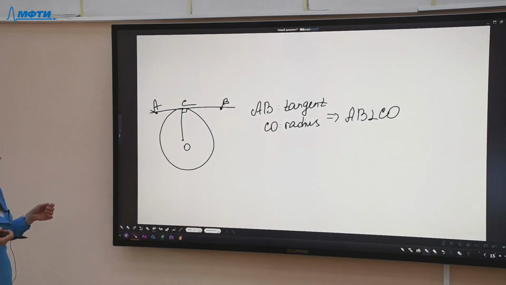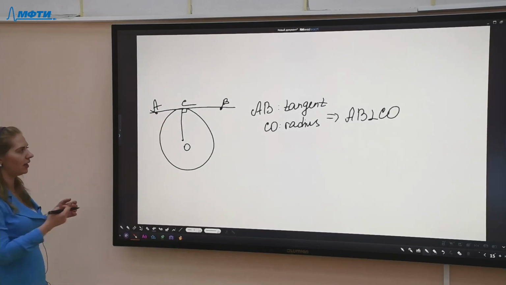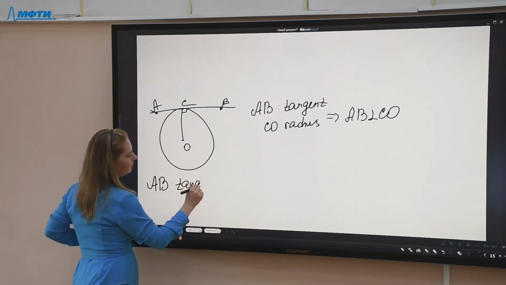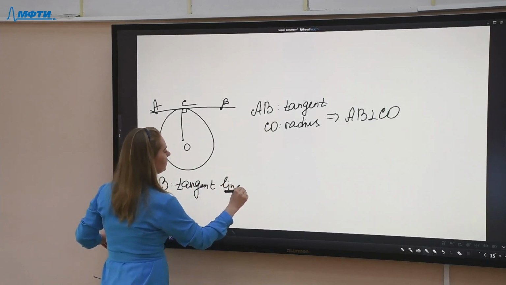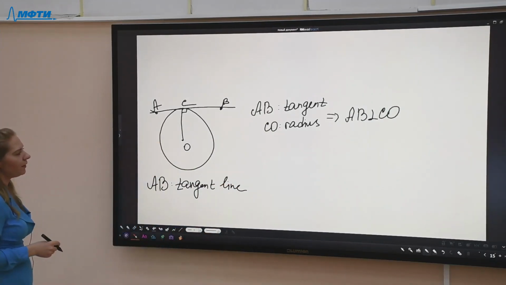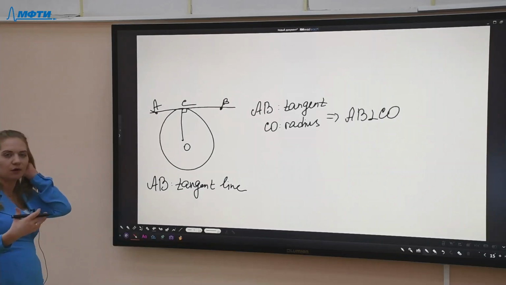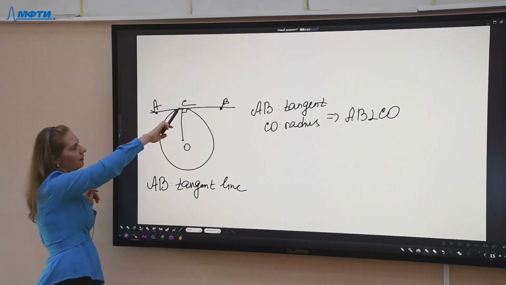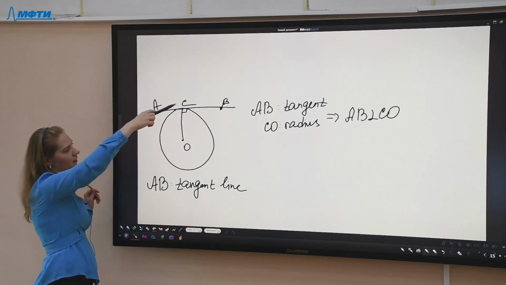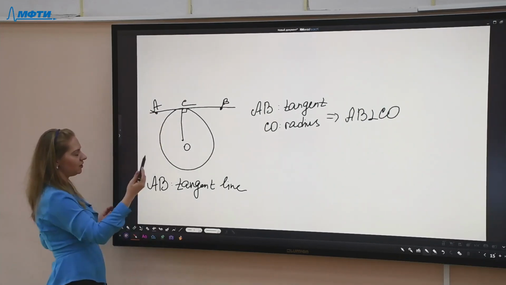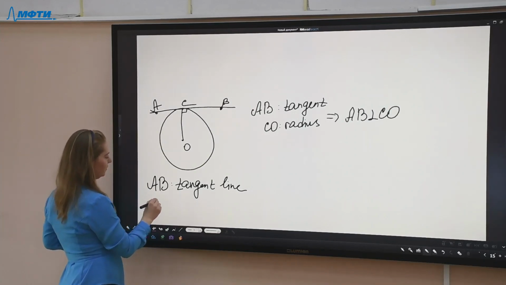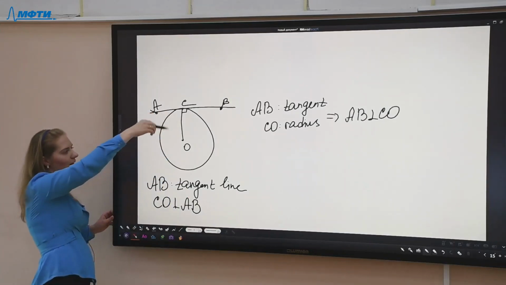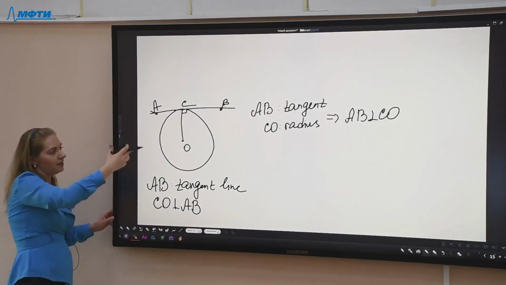And vice versa, if we have a tangent line AB, and we have a line that is perpendicular to this tangent line and passes through the point where the tangent line touches our circle, we know that this line CO passes through the center of the circle, so CO is a radius.